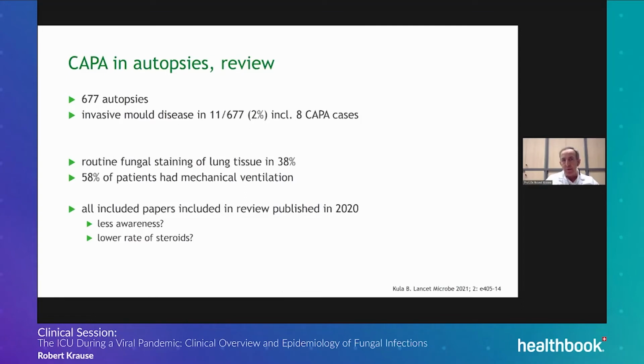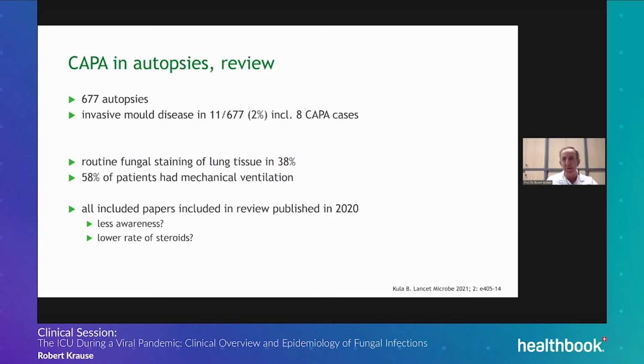Then there were also some autopsy studies with different results. In one review, we could learn that the invasive mold disease in patients suffering from COVID-19 was approximately 2%, including 8 kappa cases. But in this review and in the studies covered by this review, the routine fungal staining of lung tissue was approximately 40%, so not 100%.